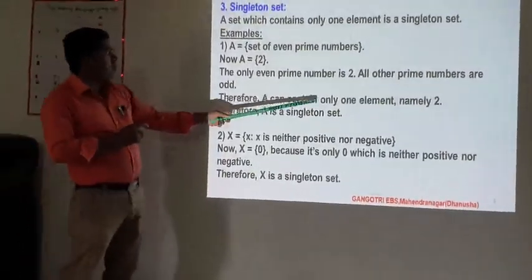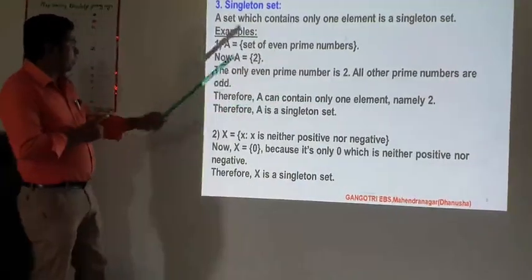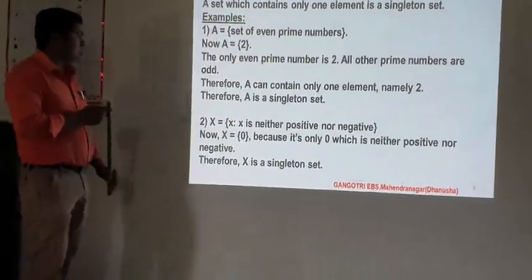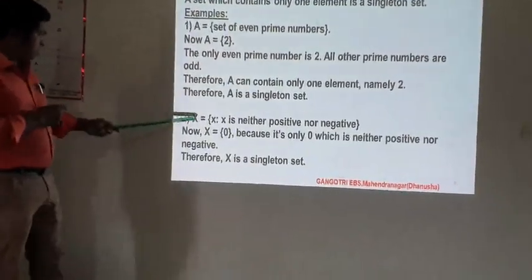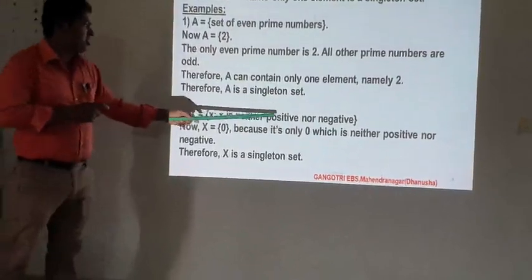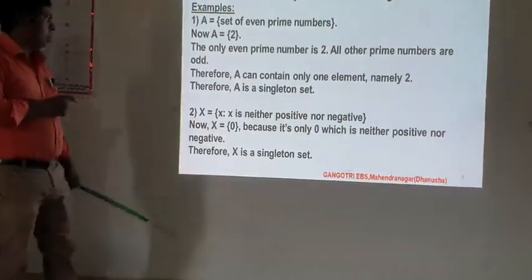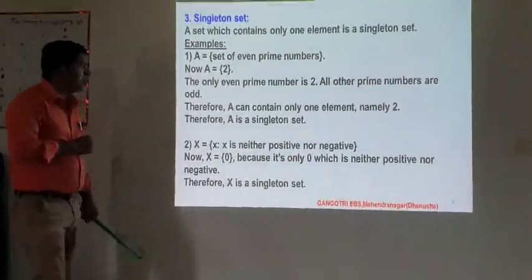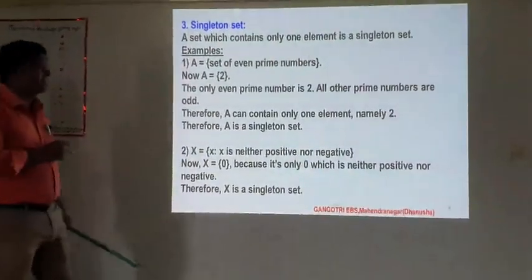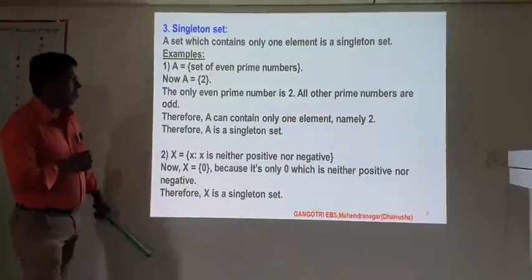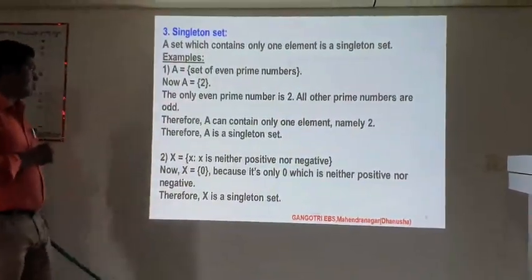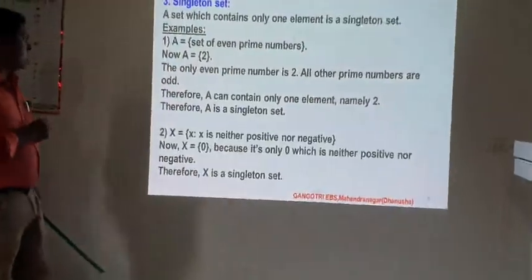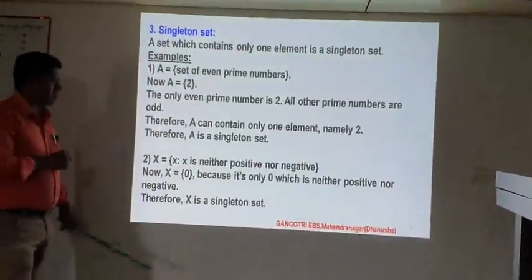Therefore A contains only one element, namely 2, therefore A is a singleton set. See another example: X is {X such that X is neither positive nor negative}. The only number neither negative nor positive is 0. 0 is only one element, so it is a singleton set. Therefore, X is a singleton set.